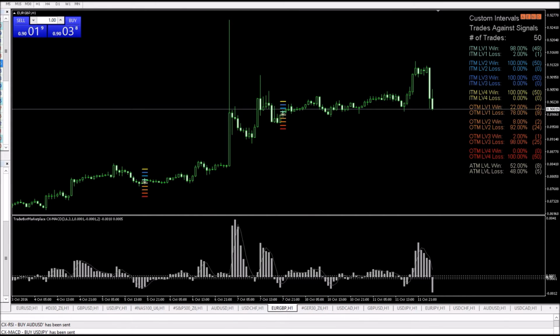Euro pound, that's a 98% win rate on a 10 pips ITM. Now that's because Euro pound doesn't move as much, but you can still get a price.